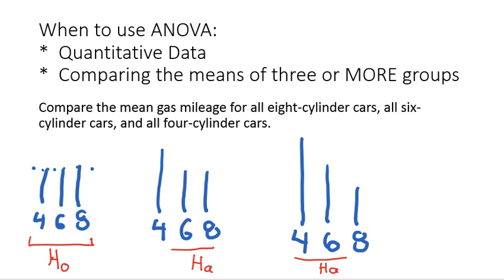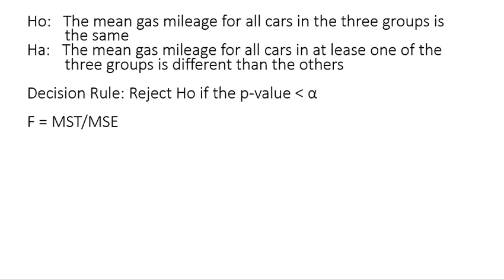To summarize, for this situation, H0, the skeptic would say that the mean gas mileage for all cars, since it's an inference, in the 3 groups is the same. Symbolically, you could write that as mu1 equals mu2 equals mu3. The alternative is that at least one is different. So the mean gas mileage for all cars in at least one of the 3 groups is different than the others.